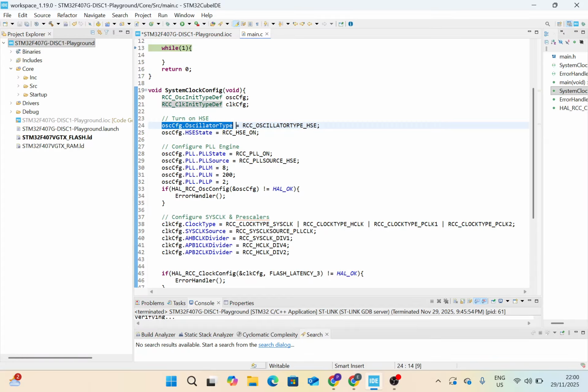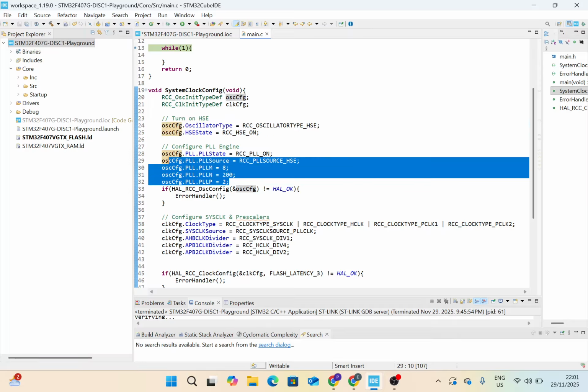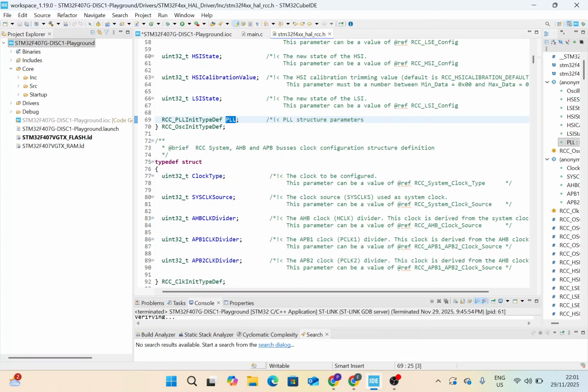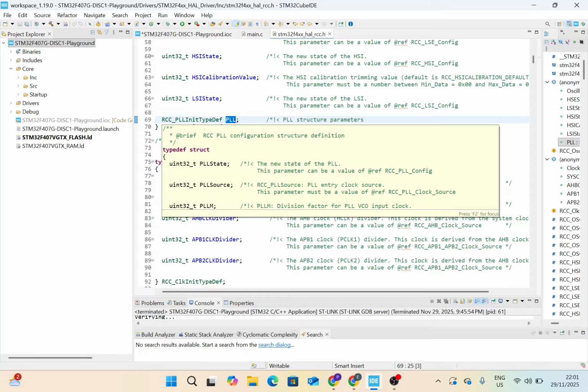And then here we are just turning on HSE. So these two lines of code are turning on HSE because we need it to be the source for the PLL engine. Now this is where we do the configuration for our PLL engine. Now you see that I do OscConfig.PLL.PLLState. So let's look at what this is. This PLL, it's a struct on its own. It is called RCC_PLLInitTypeDef.